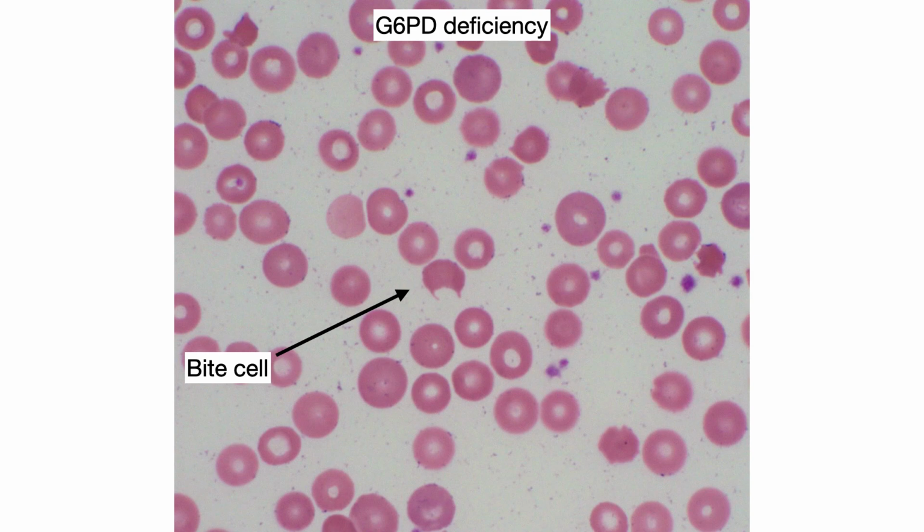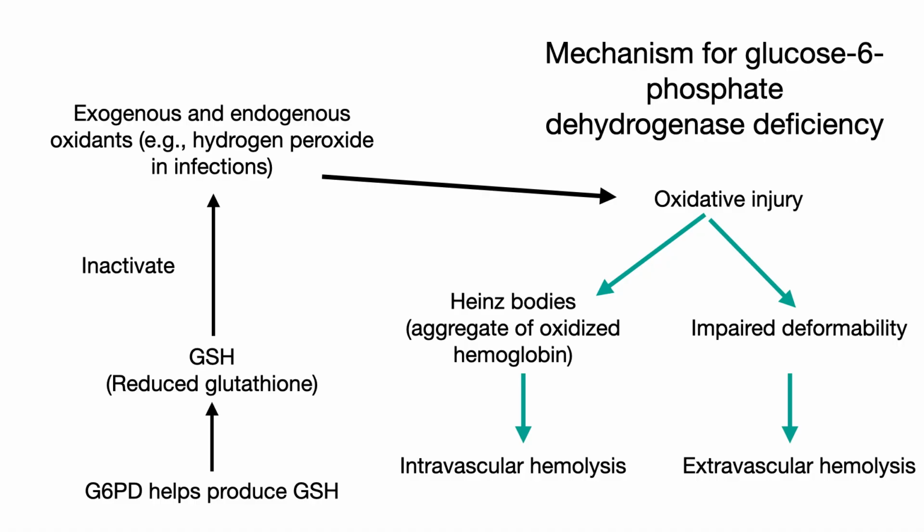So the way I look at G6PD is it's kind of like the macrophage taking a bite out of the cell, getting the Heinz body or something like that, but you see the little bite cell. So this just shows the mechanism.